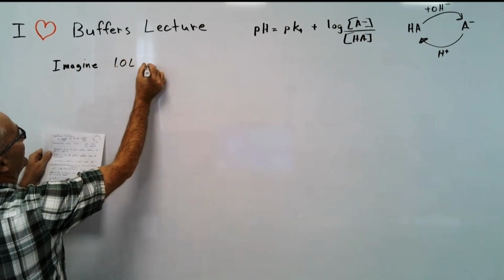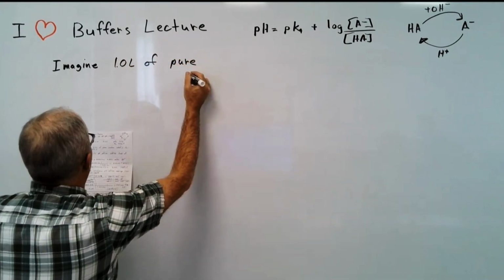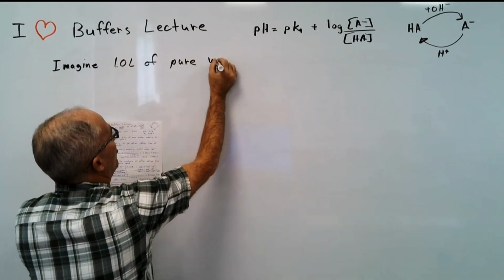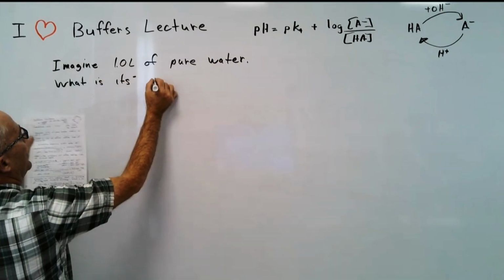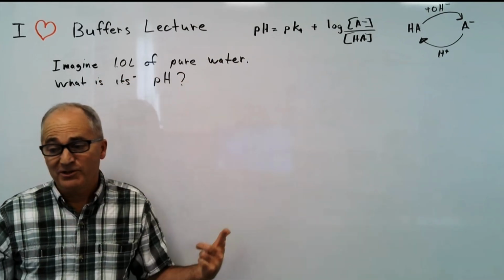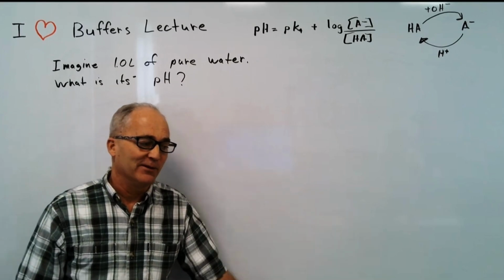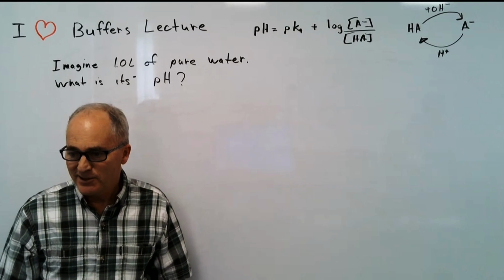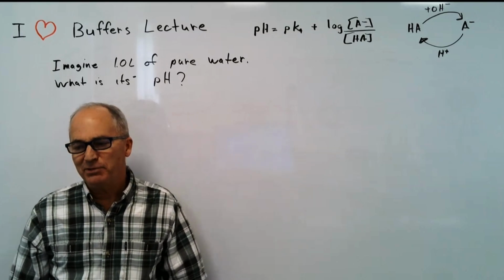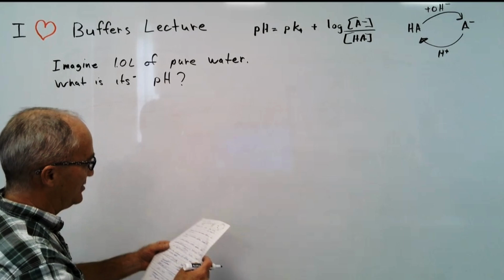Imagine 1 liter of pure artesian spring water. I'm thirsty just thinking about it. Why are we talking about this? Well, water isn't a buffer, but based on what you've learned so far, what is the pH? 7. Right.